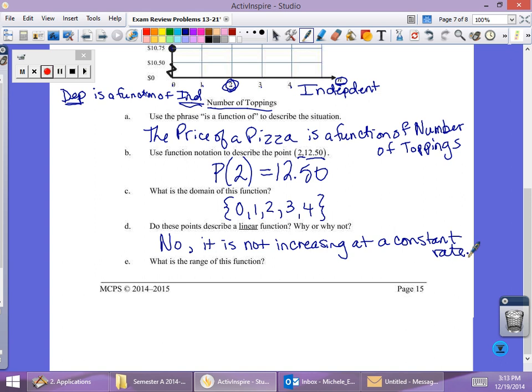Now, what is the range of the function? Again, because it's discrete, we need to list the individual range values, and the range values this time are the prices. So the prices of our pizza, we had $10.75, we had $11.75, $12.50, $13, and finally $13.25.